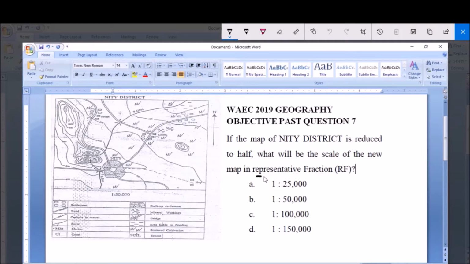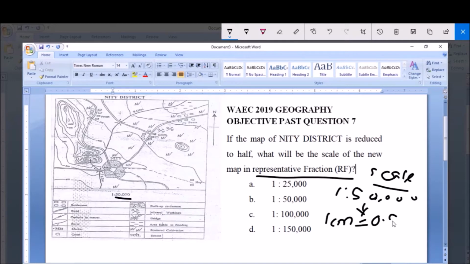So the representative fraction scale is when you express the scale of a given map in this ratio format. From the scale of the map, the original scale is 1 is to 50,000, and in statement format it means that 1 centimeter on the map is equal to 0.5 kilometers on the ground.